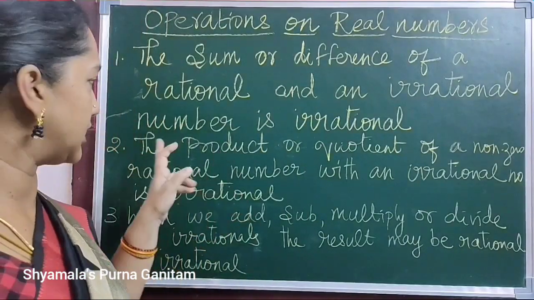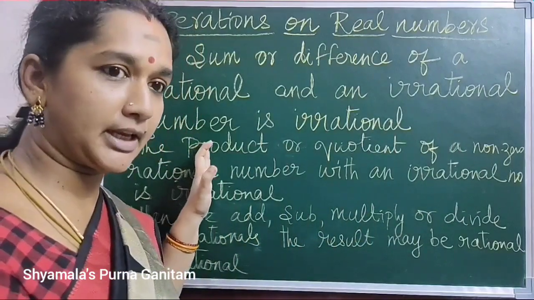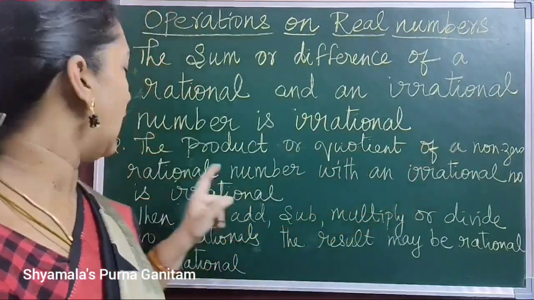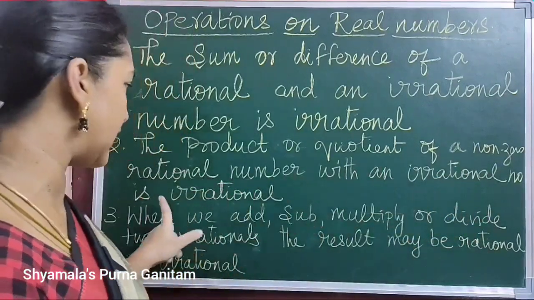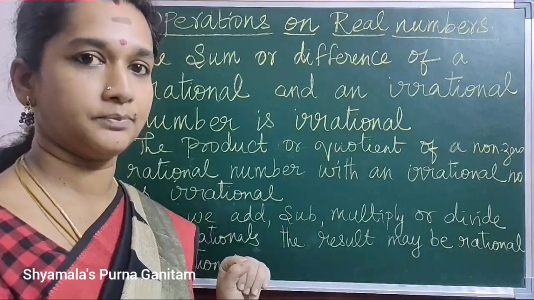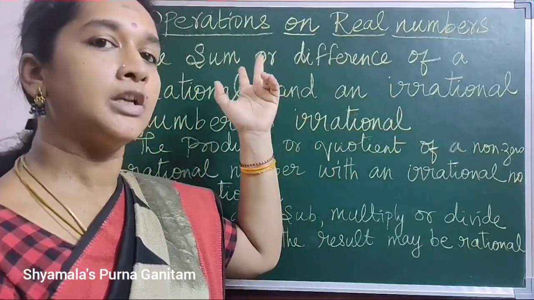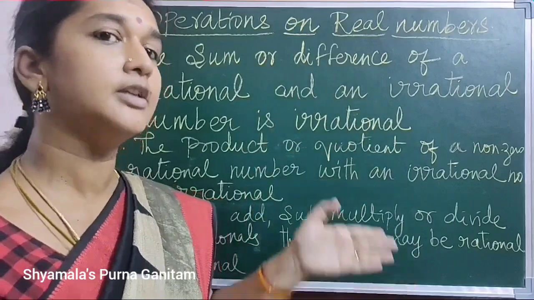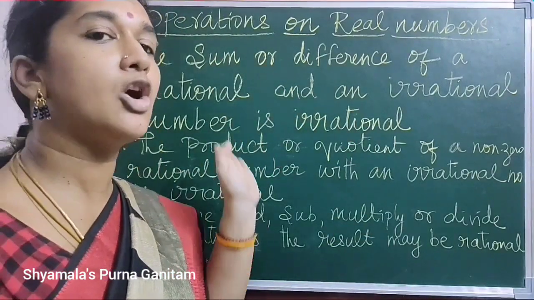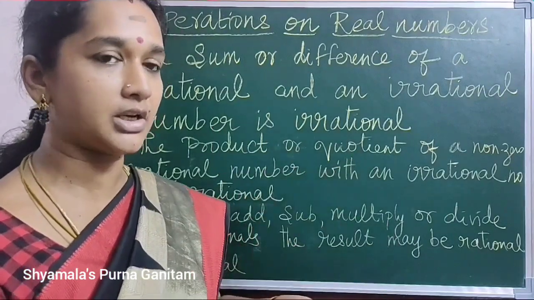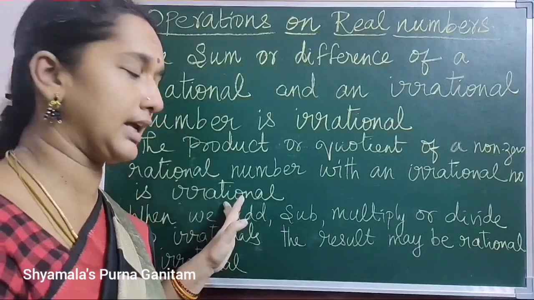Okay, then second one is the product or quotient. When you are multiplying or dividing a non-zero rational number with an irrational number, the result is irrational. The same thing. When you are doing addition or subtraction of a rational and an irrational number, you will get the result as an irrational number. Same way, when you are multiplying or dividing a rational and an irrational number, you will get the answer as irrational.